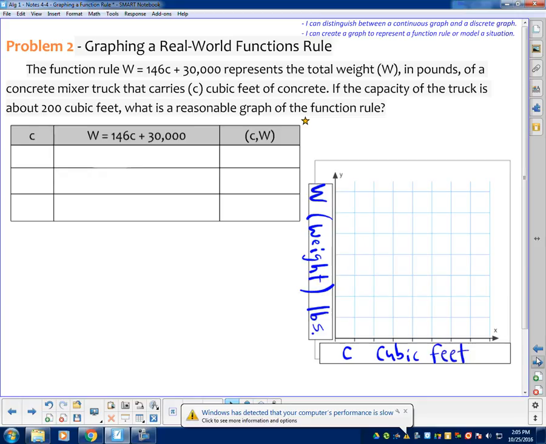I only have a table with 3 points in it. Does it make sense to plug in negative values here for C? Could we have negative cubic feet? Yeah. We could? What would that look like? So, yeah, we could have 0 cubic feet, I guess. We could start there if you want. So if we had 0 cubic feet, that would just be the weight of what? Well, air and what else? What's the cubic feet of concrete in?